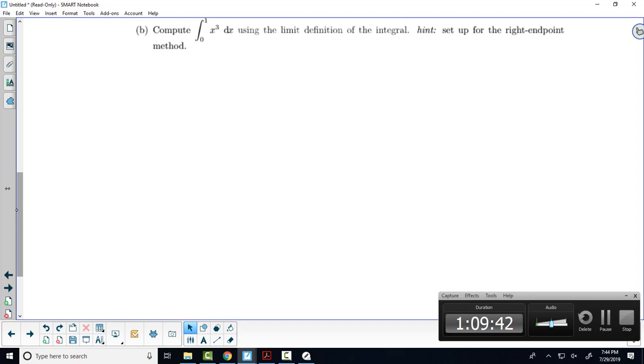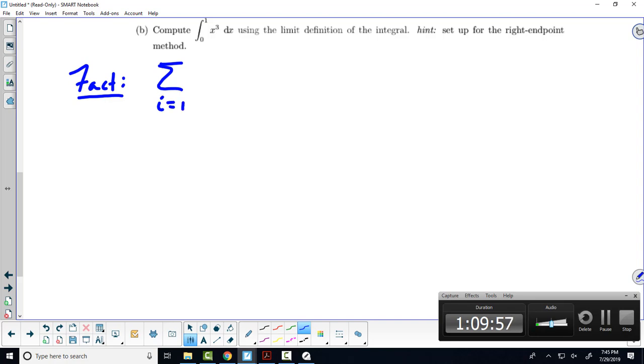I now want to actually compute a definite integral using a Riemann sum. Okay? To do this, we're going to need this fact. This fact is that the sum of the first n cubes, the sum of i cubed from i equals 1 to n, can be given by this formula right here. It's n times n plus 1 all over 2, quantity squared.